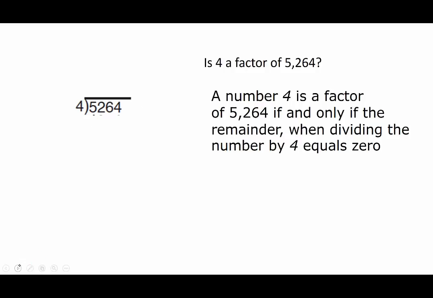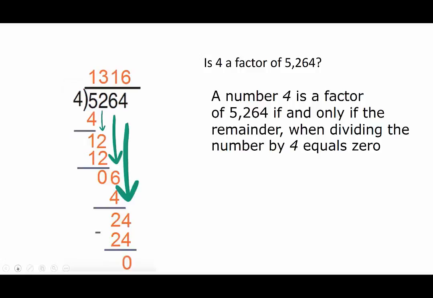Is 4 a factor of 5,264? You find out if something is a factor by dividing. So we take 5,264 and divide it by 4. There's the most important part right there. If the remainder is equal to 0, yes, 4 is a factor. So it's very important to know what the remainder is, because if it's equal to 0, you have a factor.